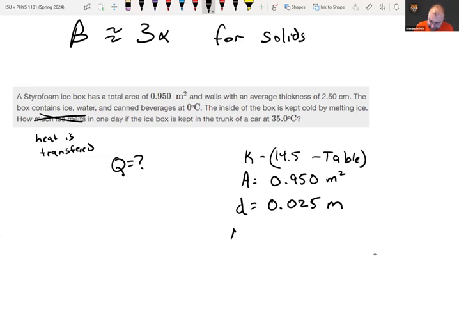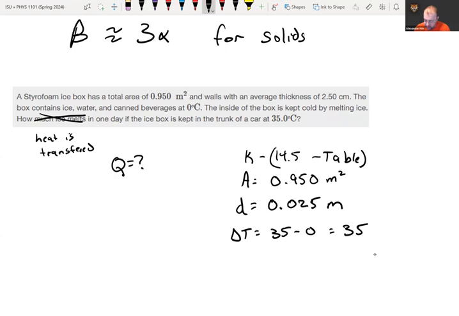Now, delta T, this is going to be the hot minus the cold. So it's just 35. And again, you could convert both of those to Kelvin, but if you did, you would still end up with a delta T of 35. So that's why it doesn't matter for this one.